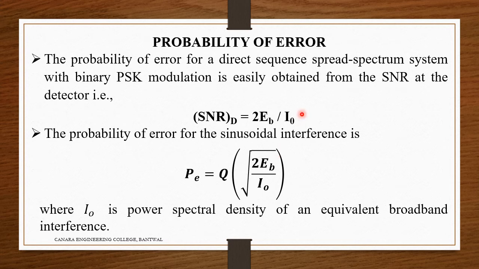We have achieved it with respect to the SNR_D, which is nothing but the PSK modulation, the same as the PSK modulation we have done in module 3 itself. The only difference is the interference I naught. Instead of N naught we are saying I naught. Additive white Gaussian noise might be anything, but here we are considering it as an interference, that's it.